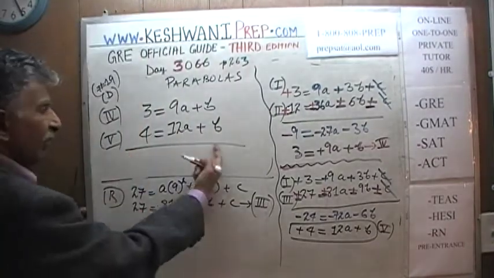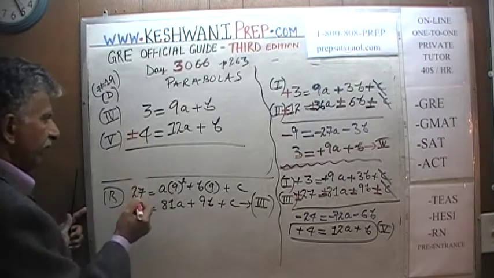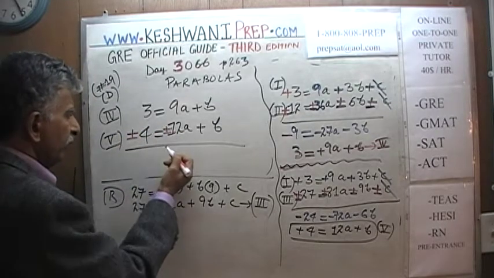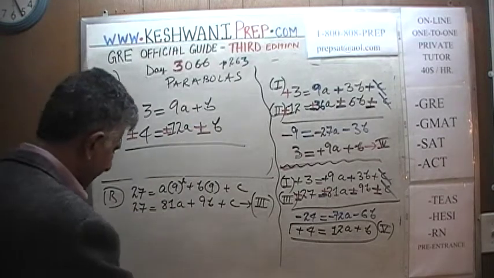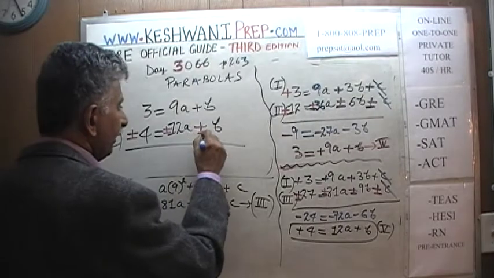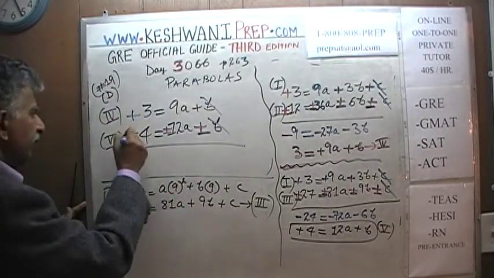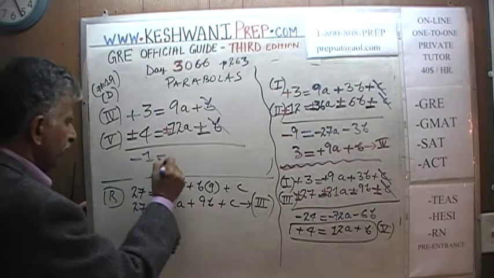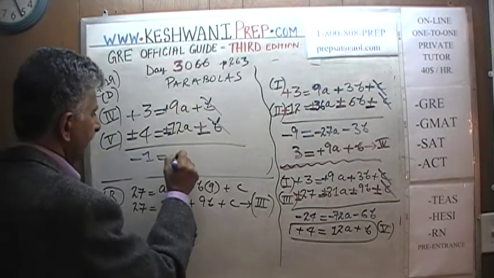If we're going to subtract equation 5 from equation 4, we must change the sign of the coefficients. Positive 4 is going to become negative 4. Positive 12 is going to become negative 12. Positive b is going to become negative b. And again, it is the change in the coefficient of b here. It becomes negative, which allows us to get rid of this b. Positive 3 and a negative 4 is going to give us negative 1 equals positive 9 and a negative 12 is going to give us negative 3a.